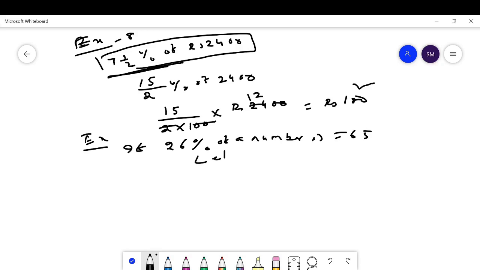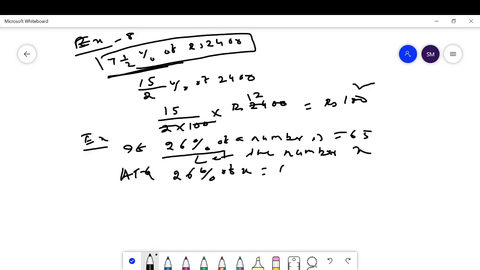Let the unknown number be x. Then according to the question, 26% of x is 65. 26% means 26 upon 100 into x is equal to 65. Then x is equal to 65 into 100 upon 26.